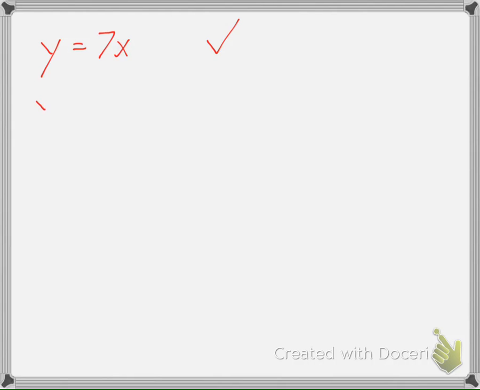If I have, is that direct variation? Yeah, it is. Is 0.4 a constant? Does it change values, or is it always 0.4? Is it being multiplied by x? Yes. That one's direct variation.